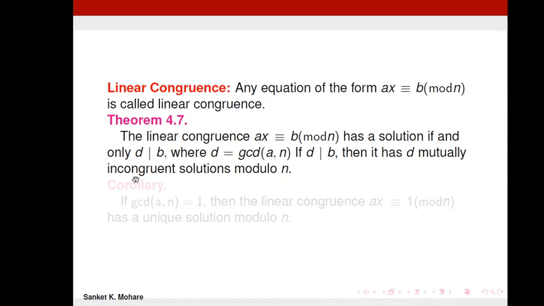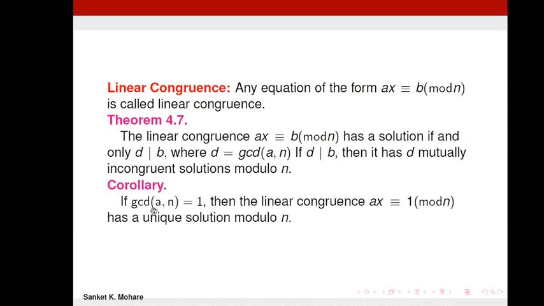So what is meant by incongruent solutions? We discuss in example. If GCD of A comma n equals 1, then the linear congruence Ax congruent to 1 modulo n has a unique solution modulo n. So when the GCD of A comma n equals 1, then the linear congruence Ax congruent to 1 modulo n has a unique solution modulo n.